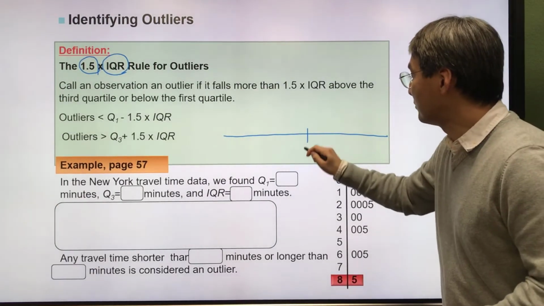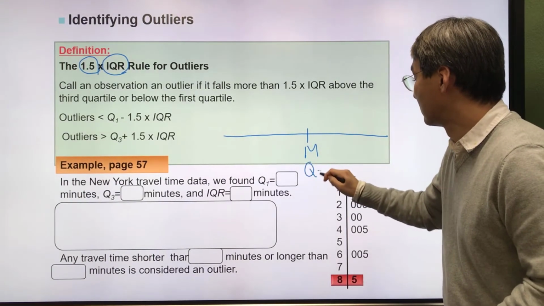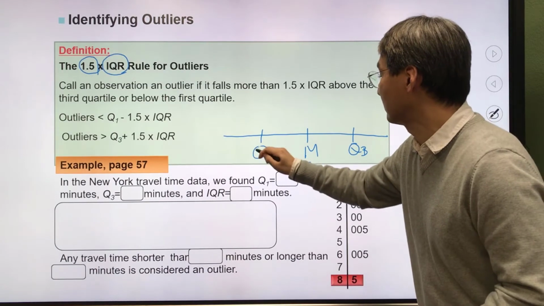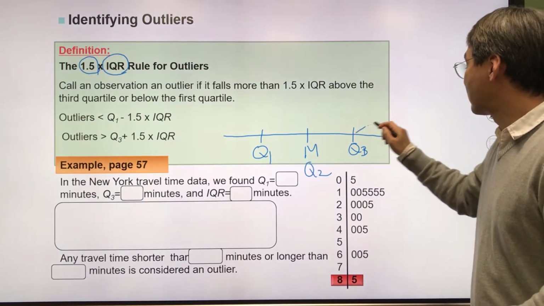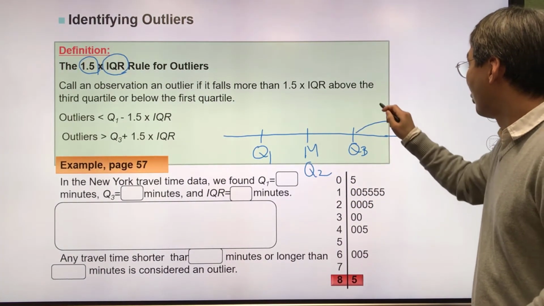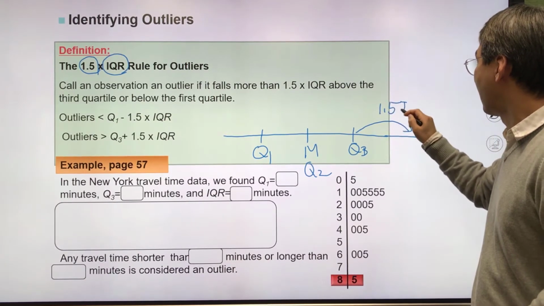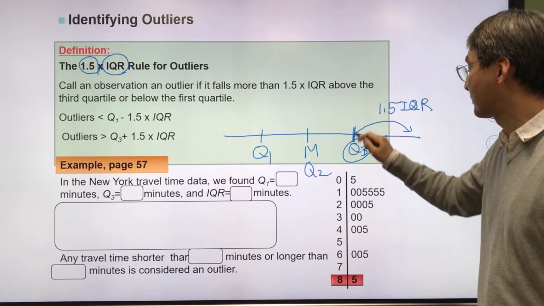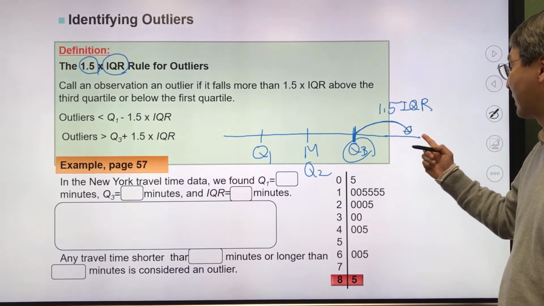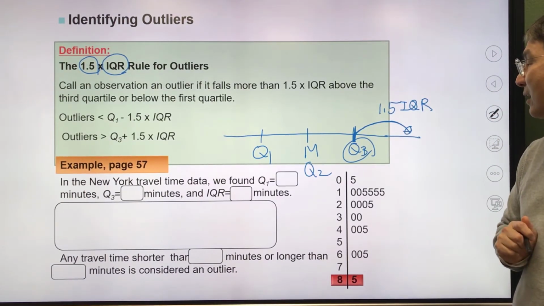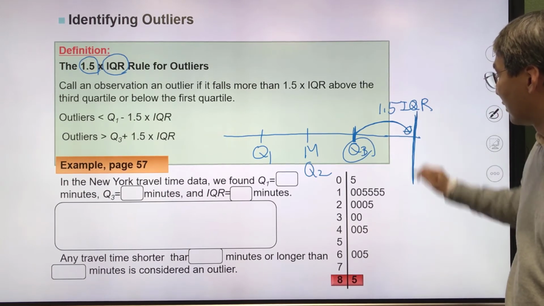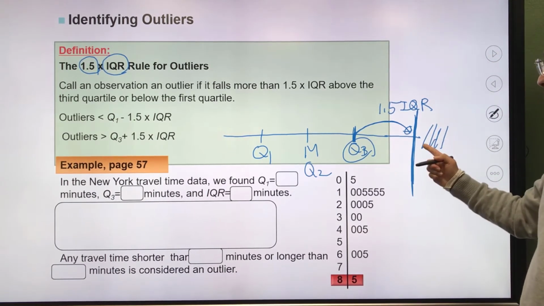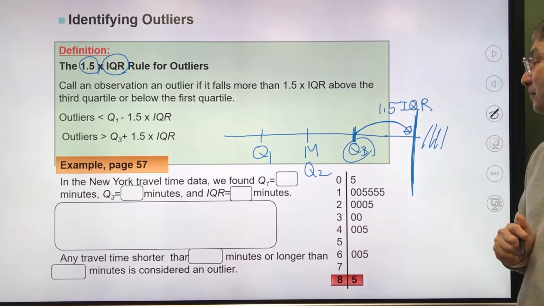So we have the median Q2, and we have Q1 and Q3. From Q3, we go to the right by 1.5 times IQR plus Q3, and then we make a boundary right there. So everything beyond this boundary is an outlier.